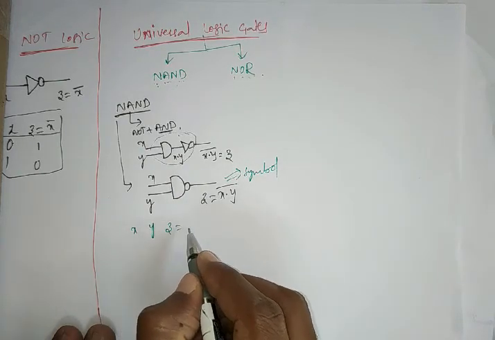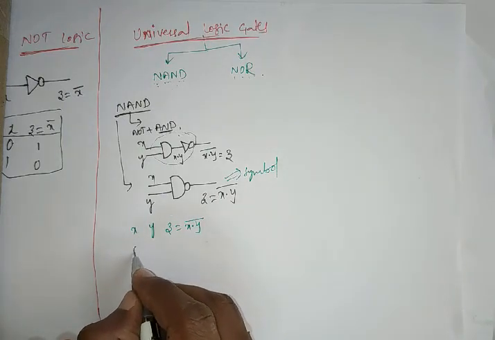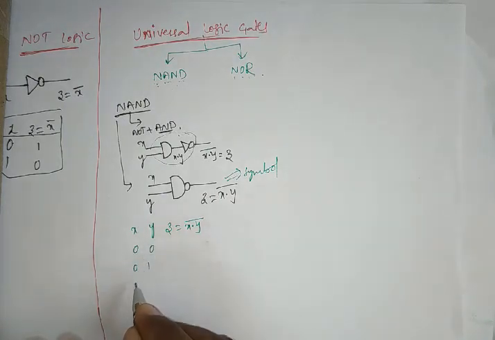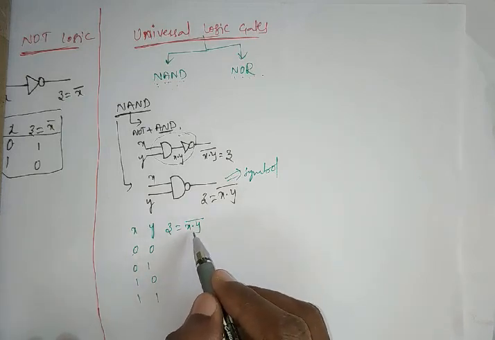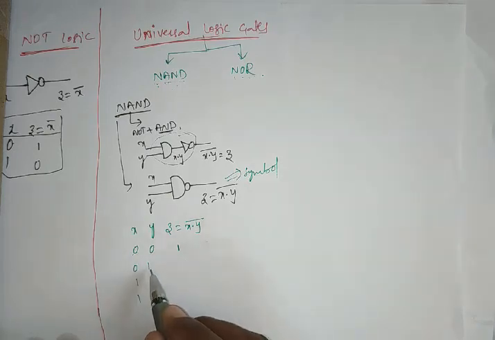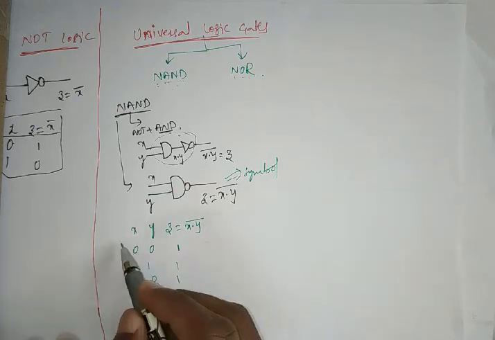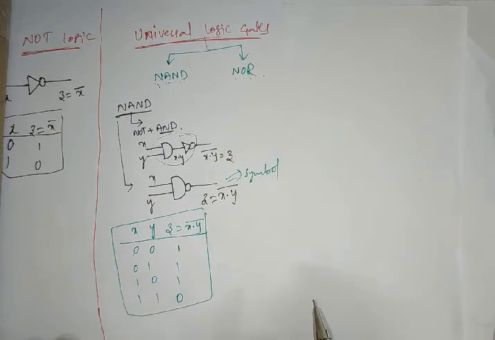Next one is the truth table representation, x into y whole bar. Here two input level, that is 0 0, 0 1, 1 0, 1 1. Okay. 0 0. So that is 0 into 0, 0, 0 bar 1, 0 into 1, 0, 0 bar 1, 1 into 0, 0, 0 bar 1, 1 into 1, 1, 1 bar 0. Okay. So this is the truth table representation for the NAND logic.